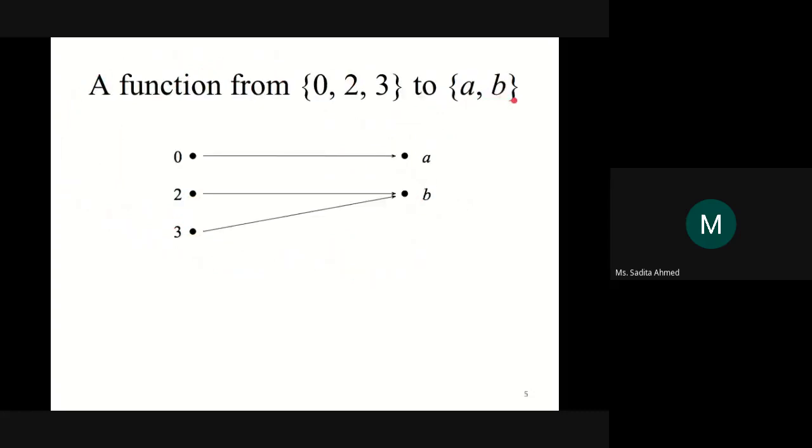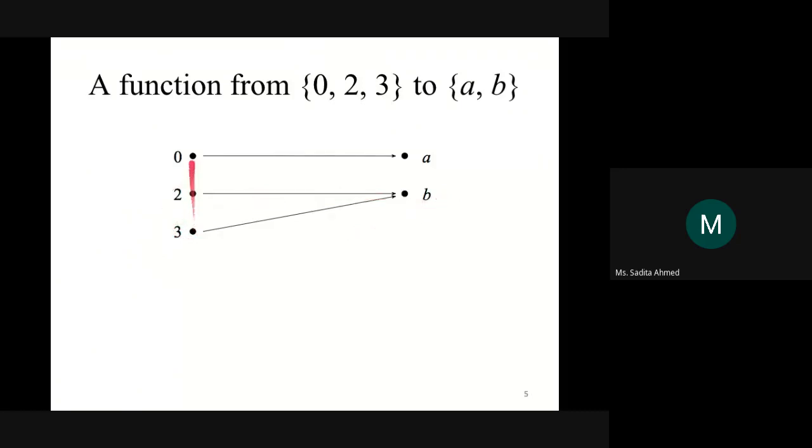This is also a function from 0, 2, 3 to AB, right? You see here, first condition, again, each element from the left-hand side has to be mapped, and they are indeed mapped. And each of them is mapped to exactly one element from the right-hand side. 0 is mapped to exactly one element from the right-hand side. 2 is mapped to exactly 1. 3 is also mapped to exactly 1. Both of these are mapped to the same element. But is that a problem? No, that is not a problem. Both of them are mapped to the same element, but that is not a problem.